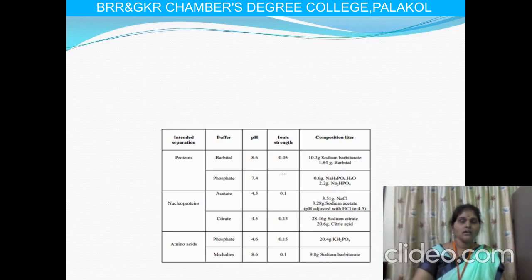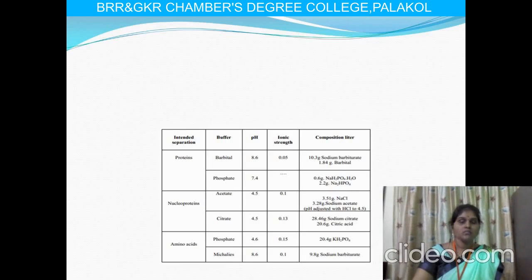And for 1 liter of composition we have to add 0.6 grams of NaH2PO4 and water, and also 2.2 grams of Na2HPO4. So that is the preparation of the phosphate buffer. And if we want to separate the nucleoproteins, we can prepare acetate buffer or citrate buffer, and we have to adjust the pH to 4.5, and these both have different ionic strengths, like 0.1 and 0.13.